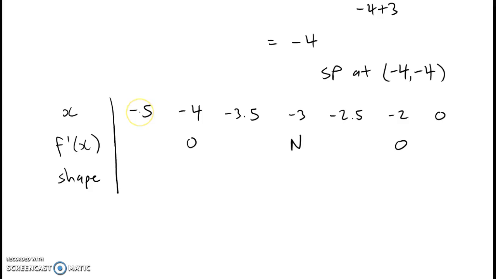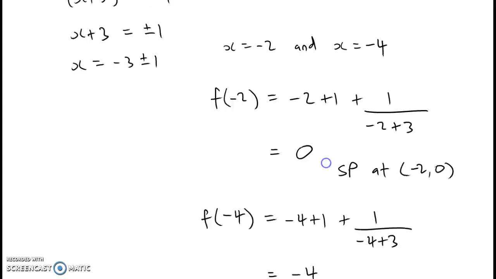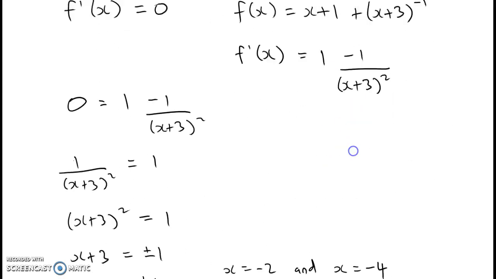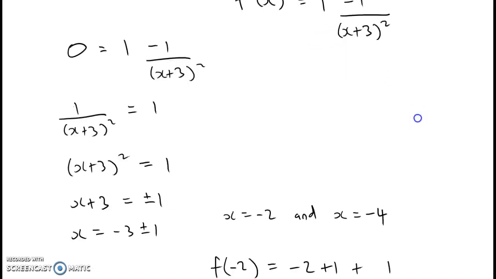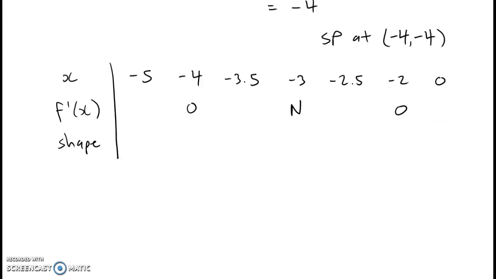Alrighty, if we sub in minus 5 into our derivative, I'll go through this quite quickly. We'll get minus 5 plus 3 is minus 2, minus 2 squared gives us 4. So it'll be 1 minus 1 on 4, so 1 minus a quarter, which is 3/4. So that's positive. So the shape will be increasing. We know the shape at these 2 points is the stationary point.